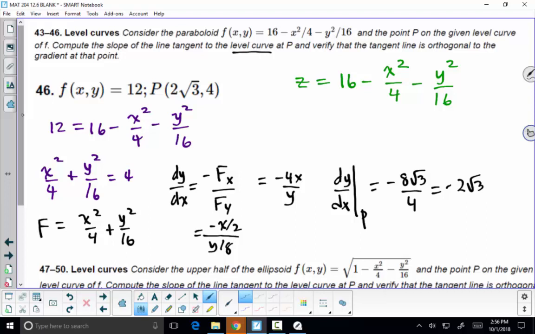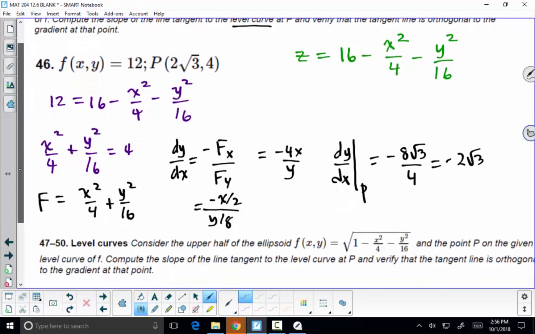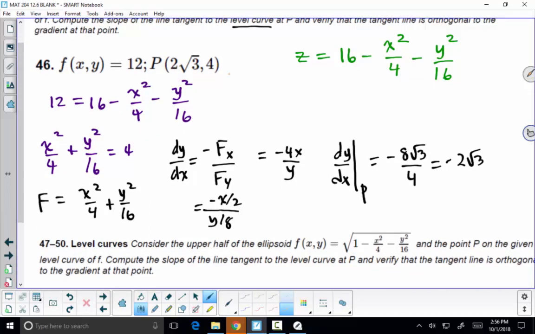Compute the slope of the line tangent to the level curve at P. And now it says verify that the tangent line is orthogonal to the gradient at that point. So let's figure out what the gradient of f is. The gradient of f is minus x over 2, minus y over 8. Everyone okay with that?